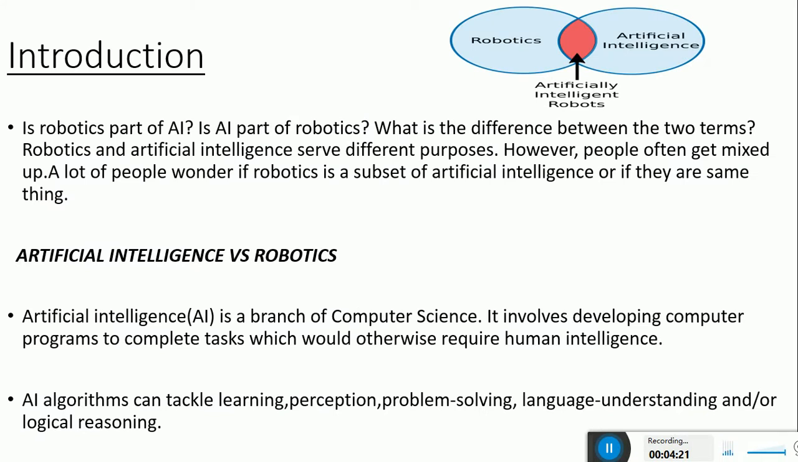Now, is robotics part of AI? Is AI part of robotics? What is the difference between the two terms, AI and robotics? Robotics and artificial intelligence serve different purposes. However, people often get mixed up. A lot of people wonder if robotics is a subset of artificial intelligence or if they are the same thing.